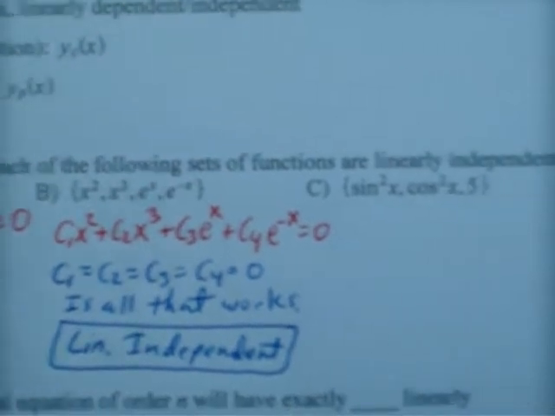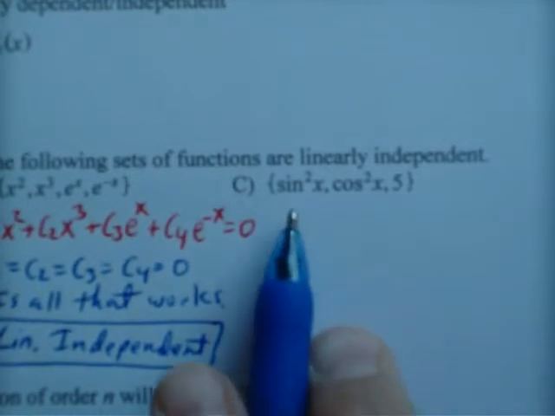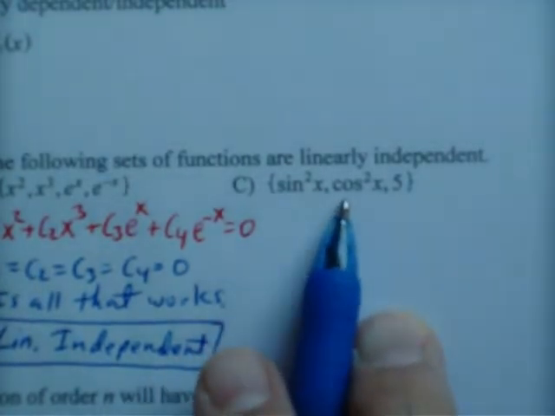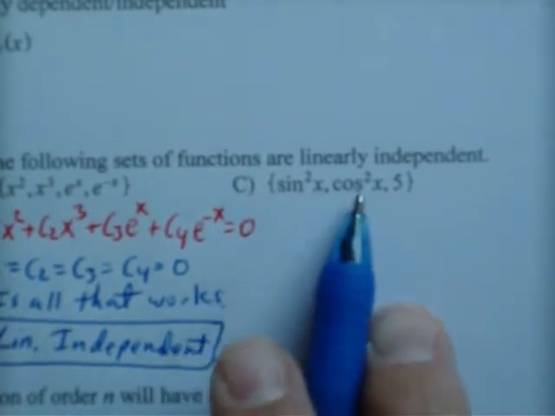And what about the last group here? Sine squared, cosine squared, and 5. Well, anytime you see sine squared and cosine squared together, you need to think of the trig identity sine squared plus cosine squared equals 1. With that in mind, I can see if I take 5 times this plus 5 times this, that's going to give me this one. So 5 is a linear combination of the first two.